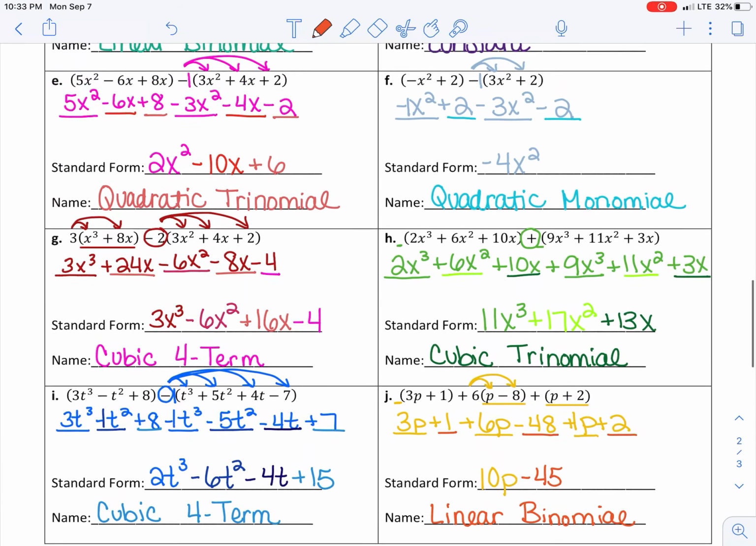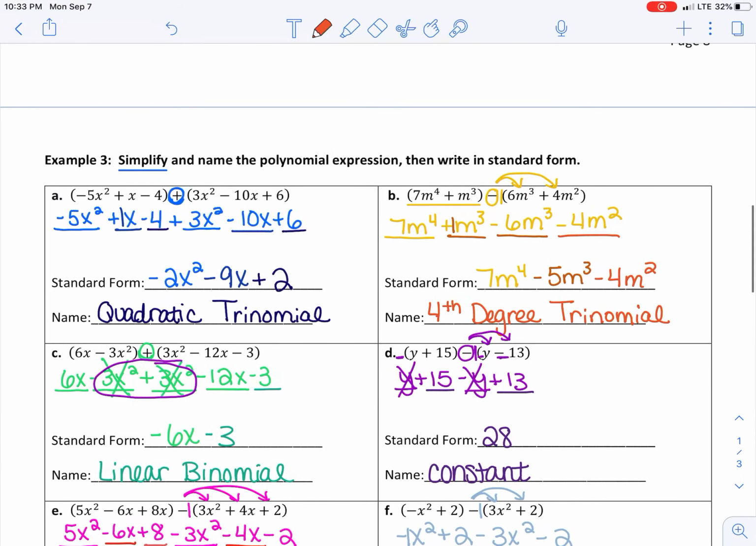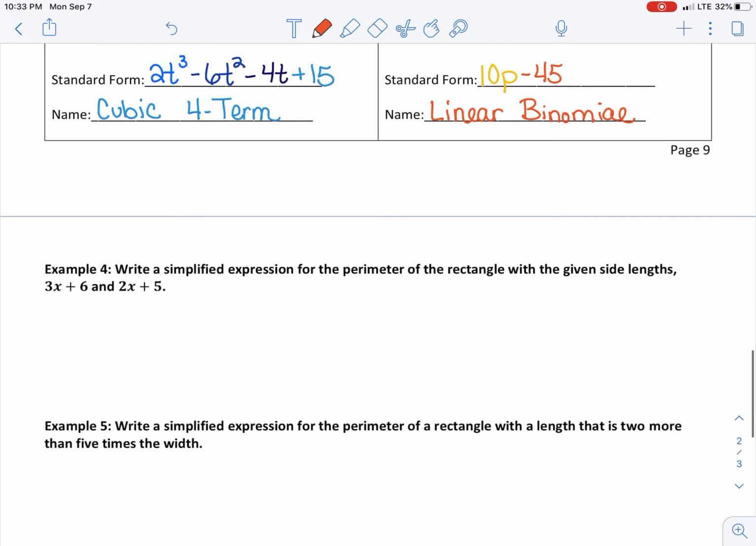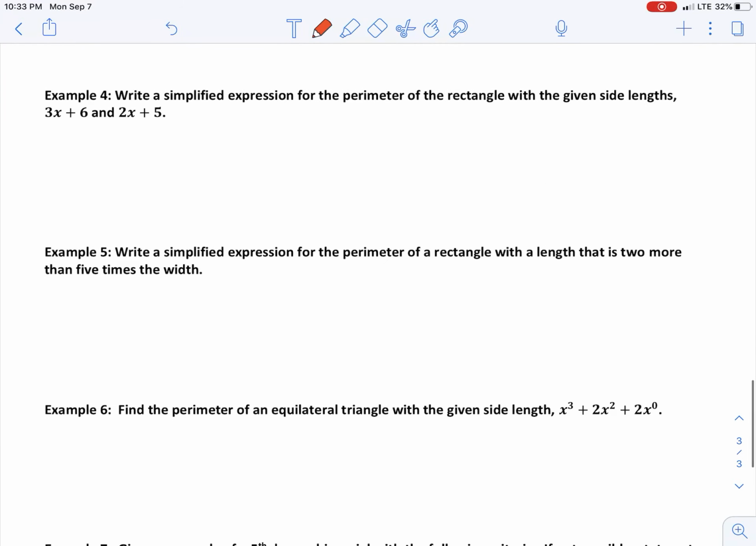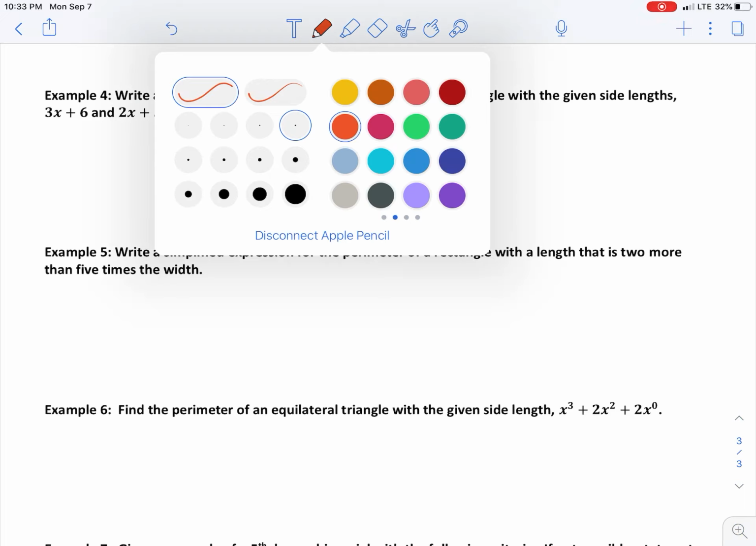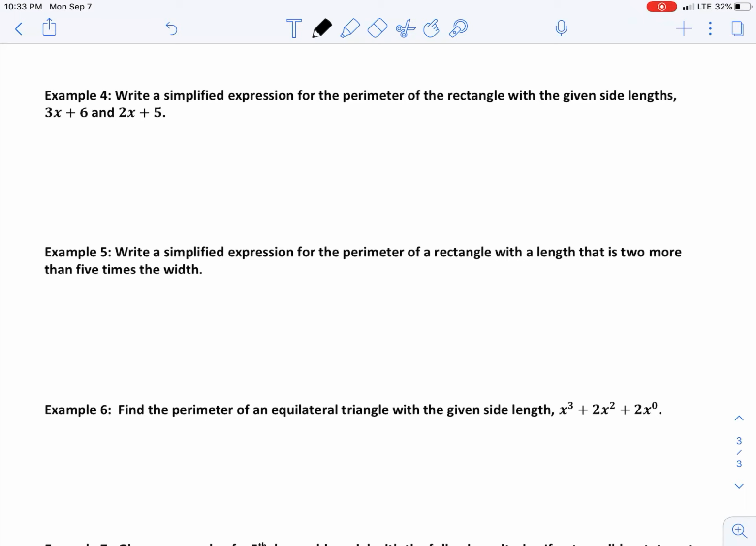Okay, so we've done a lot of distributing and simplifying and adding and subtracting. So we're just kind of going to put that into some word problems here at the end. So if you look, let's see, at number 4, it says, write a simplified expression for the perimeter of a rectangle. So I'm just going to draw out my rectangle. Okay, so I have my rectangle. And it says it has the given side lengths of 3x plus 6 and 2x plus 5.